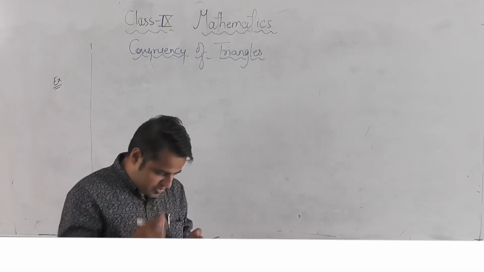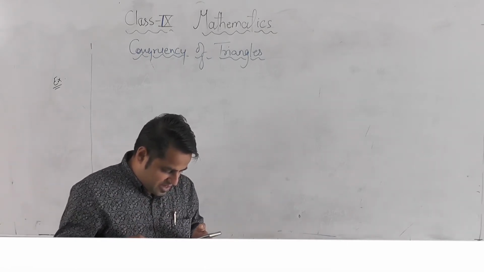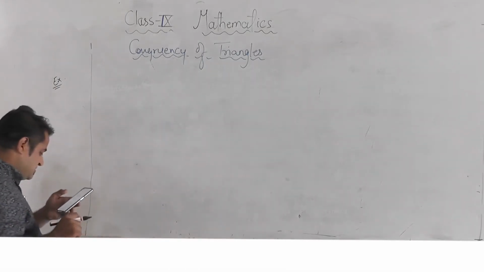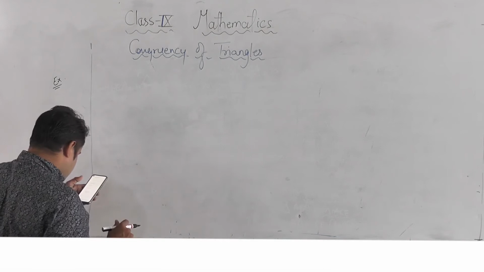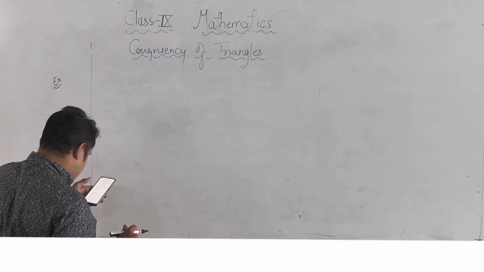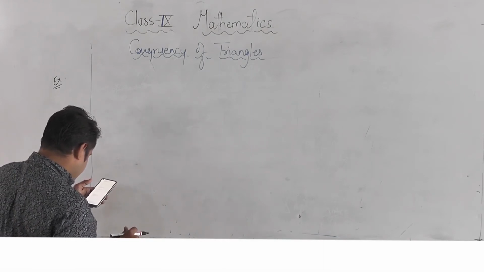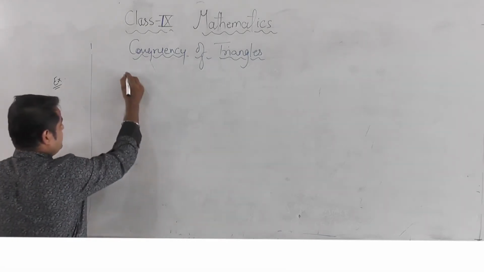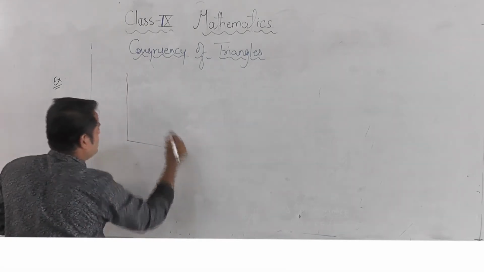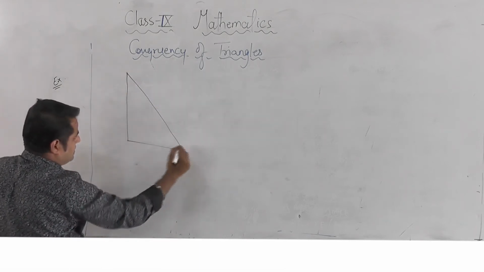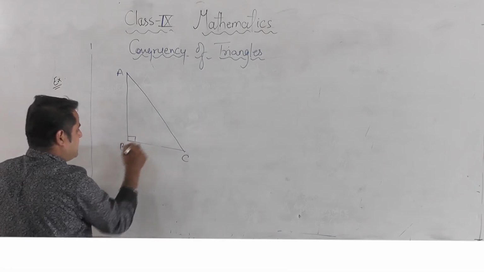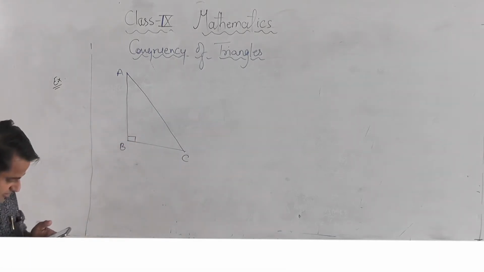Now see one more question. I am going to take one different question for you. ABC is a right angle triangle in which angle A is 90. So I am making a triangle ABC here. This is how I am making ABC. So ABC is a right angle triangle. I am making a right angle at B. Now what does it say?